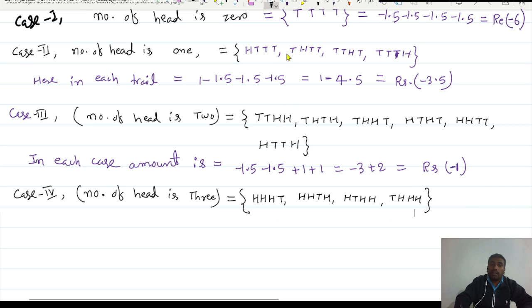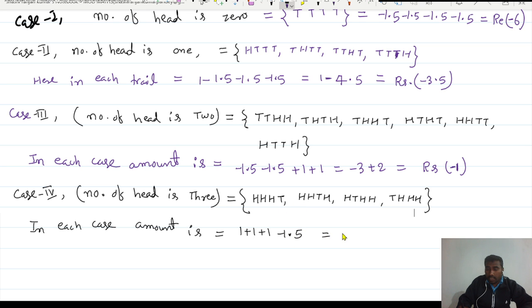So what is the amount you are getting in each case here? See, for each head you are getting 1 rupee, so 1 plus 1 plus 1, because we have 3 heads, and for each tail you are getting minus 1.5, so minus 1.5 for this tail. So that is 3 minus 1.5. Ultimately you are in gain here, that is you are getting 1.5 rupees. So here plus means gain, minus means loss.